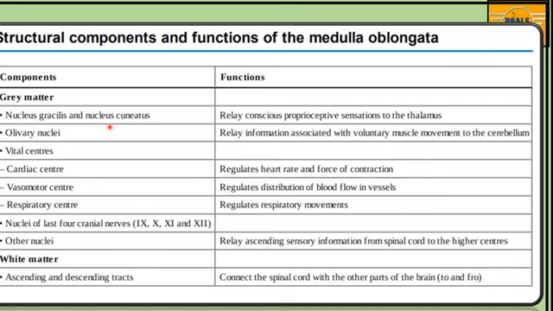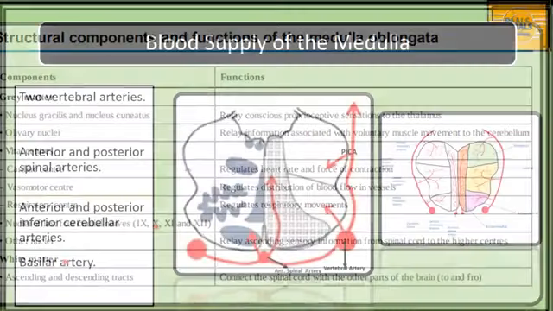We also see a number of nuclei for the cranial nerves, and then these nuclei will give fibers to the various cranial nerves that they are relaying.